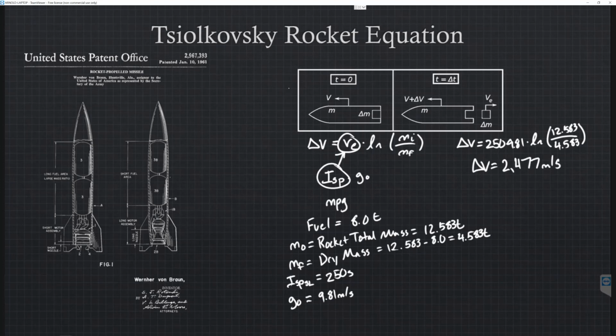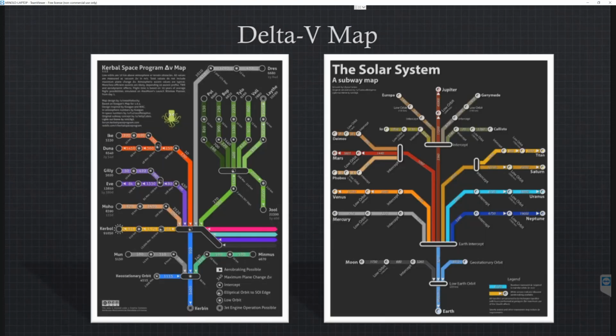And doing that really quick because I already have the answer here, it is 2,477 meters per second. And you'll note that Kerbal Space Program actually said it was 2,476 meters per second. There could have been a rounding error on Kerbal Space Program's part or my part, but that's the answer that we arrive at. And this is how we calculate the amount of energy in a rocket and what we use to design it for specific applications.